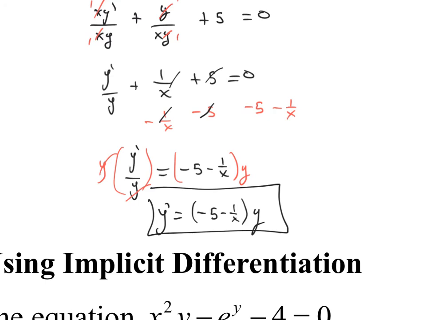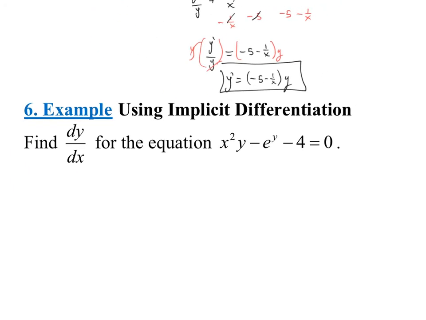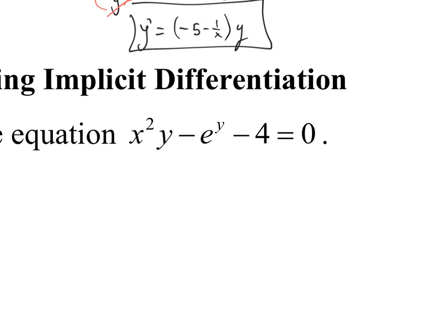Let's go ahead and look at the last problem on the page. It says find dy/dx for the equation x squared y minus e to the y minus 4 equals 0. Again, all we're doing is taking the derivative of every single term with respect to x, both sides of the equation.